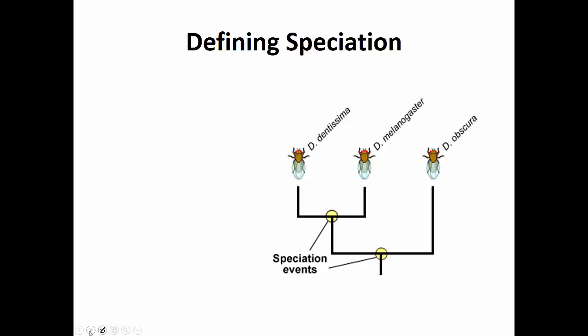So we have to define speciation. Speciation is a lineage splitting event that produces two or more separate species.